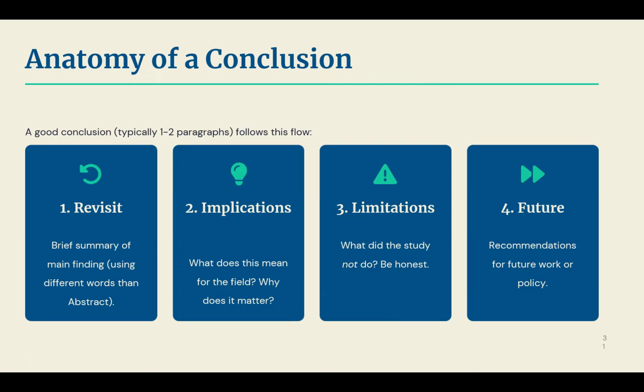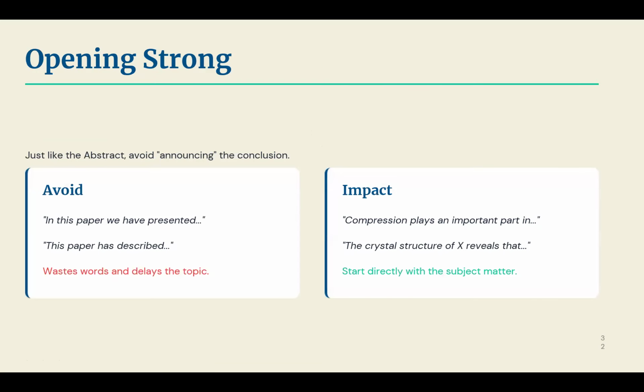Keep in mind once again, a good conclusion is not a long description. It's typically not more than 2 paragraphs long. Take this flow, starting with the revisit of the main findings, indicating implications, denoting the limitations, and showing where the future research should be done in this regard. So that is the anatomy of a conclusion.